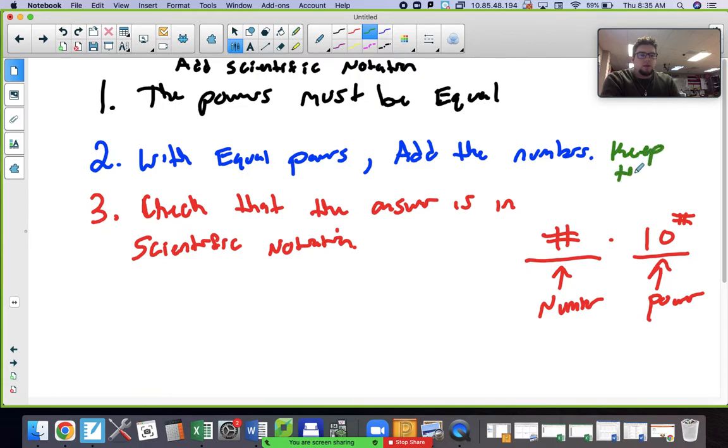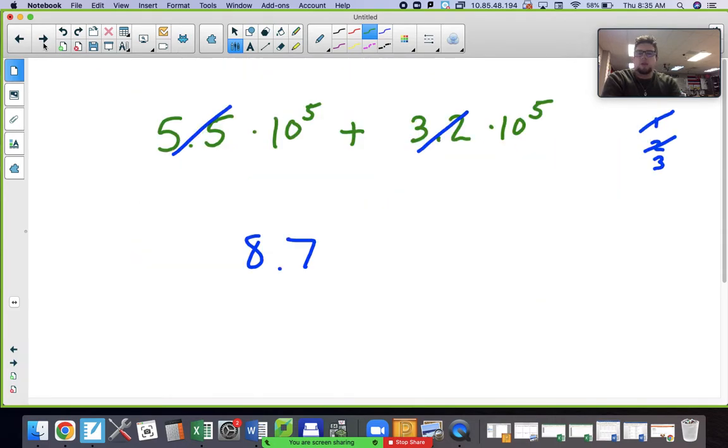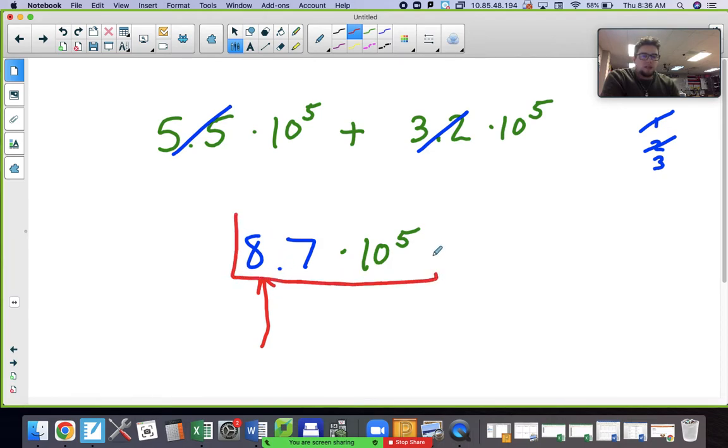You keep the power. So after you add the numbers, you're going to keep the power that you have decided on. So 10 to the 5th remains 10 to the 5th. So there's step number 2. Now we're going to check to make sure it's in scientific notation. I have 1 digit left of my decimal point, so this is indeed our answer.